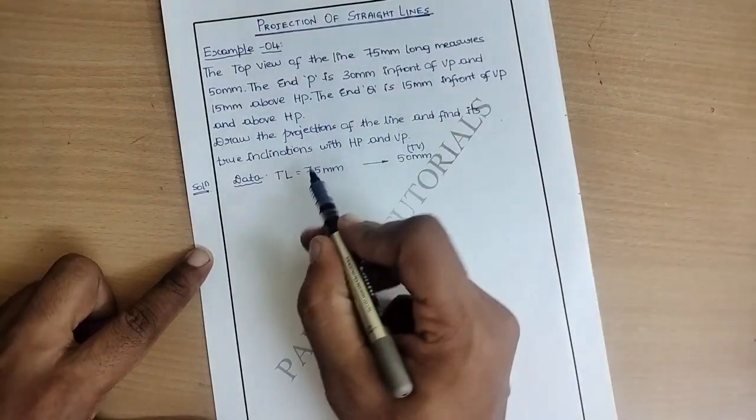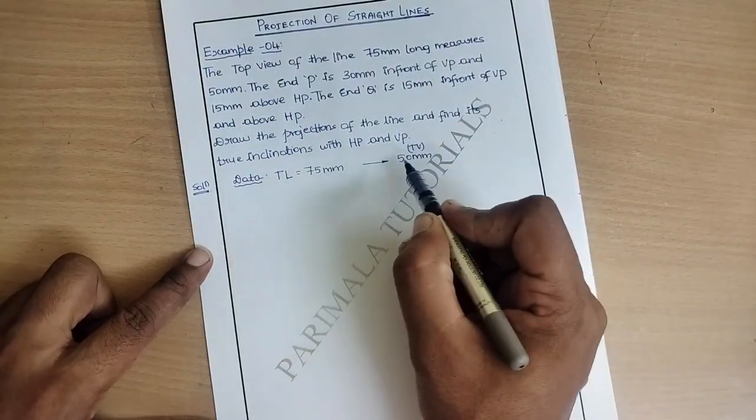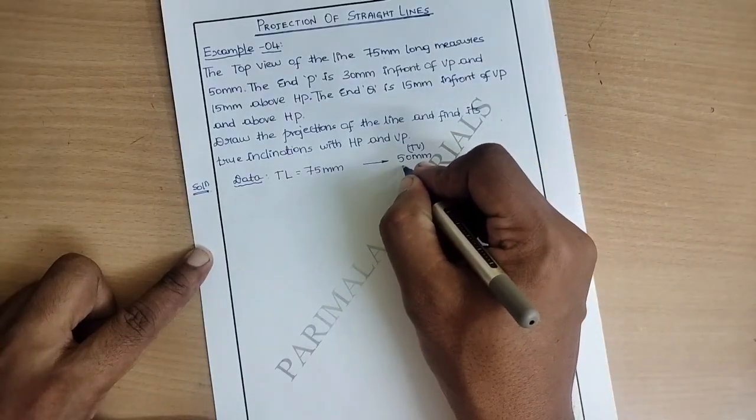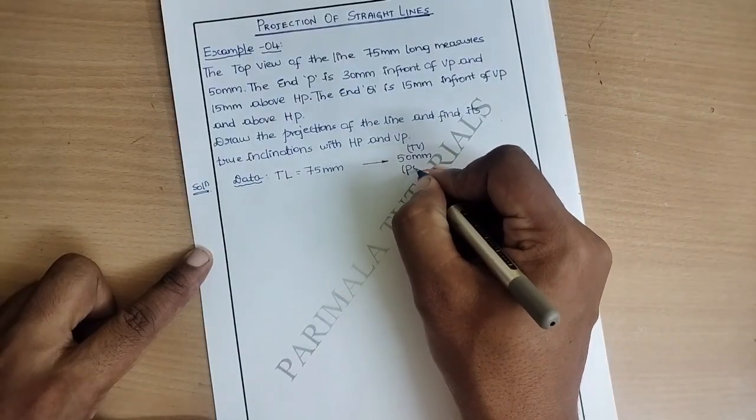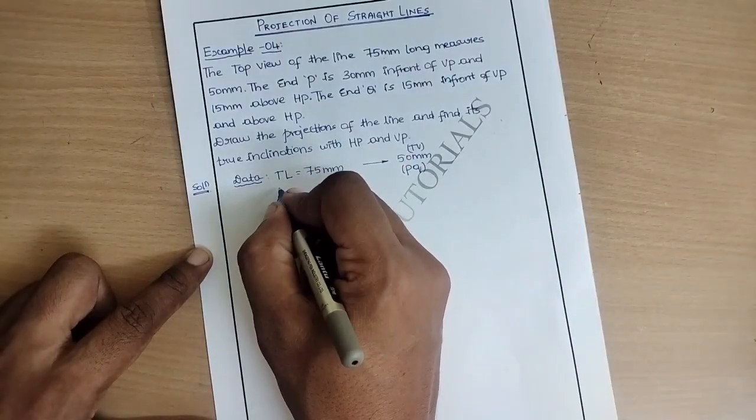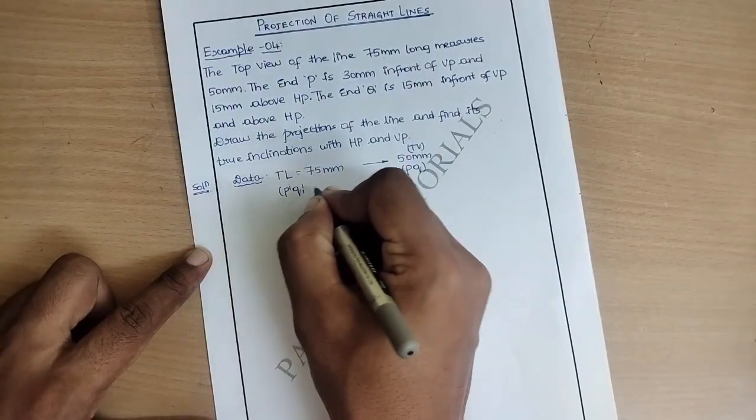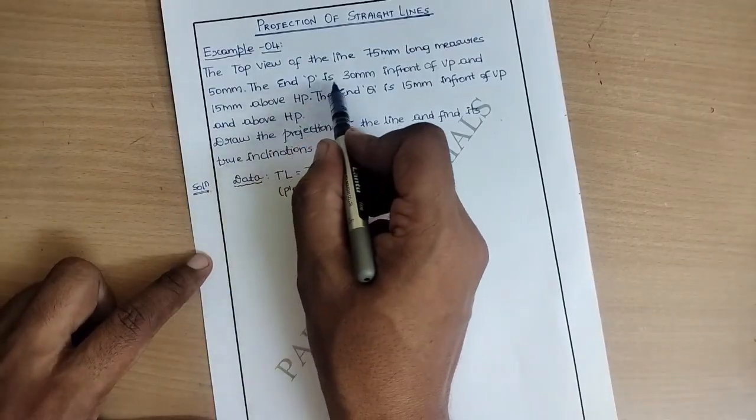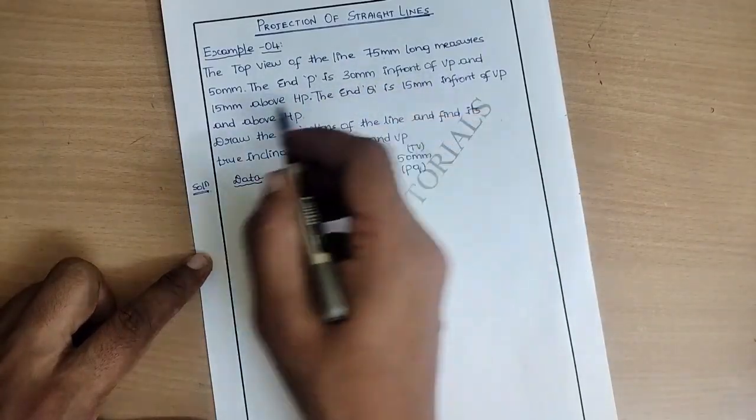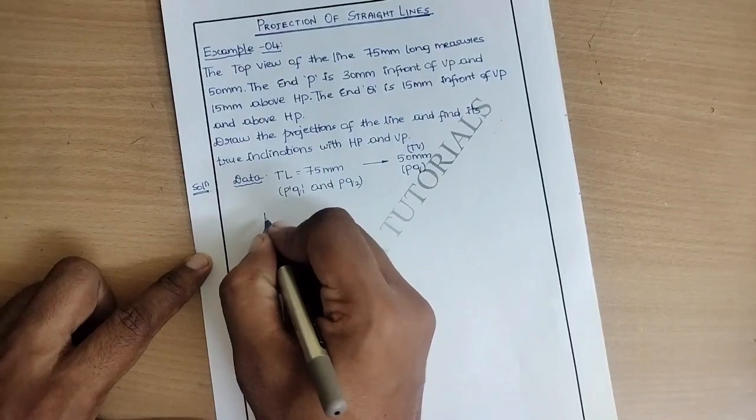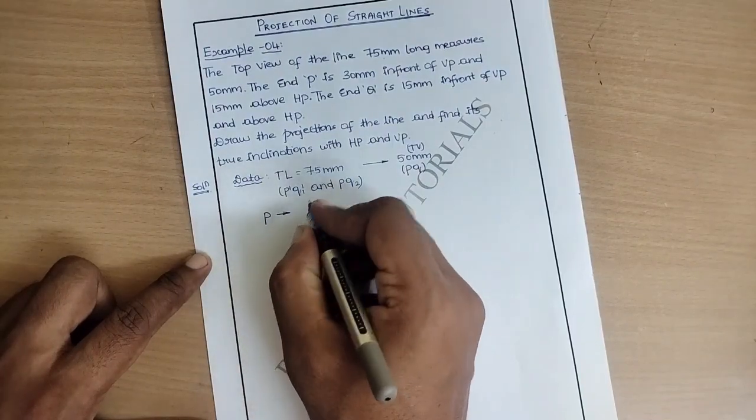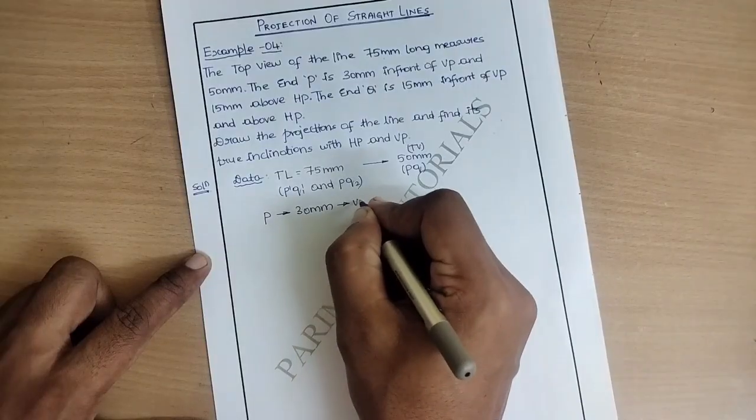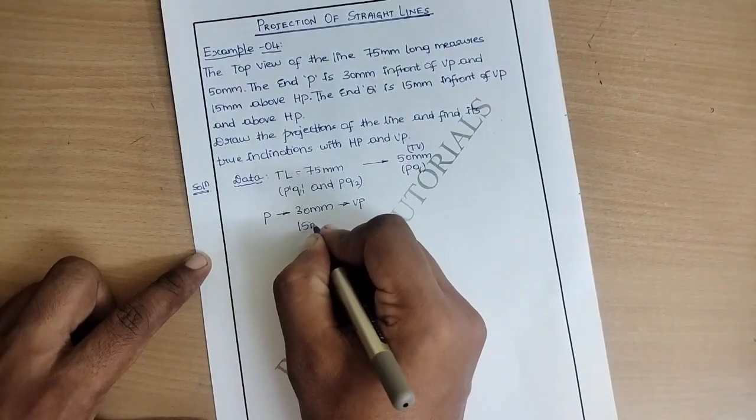The same case, there is a line of 75 mm long. It is measuring as 50 mm in the top view. So 50 mm in the top view means this line representation would be PQ. This would be P dash Q1 dash and PQ2. The end P is 30 mm in front of VP and 15 mm above HP. The dimensions of P are very clearly given. This is 30 mm in front of VP and 15 mm above HP.